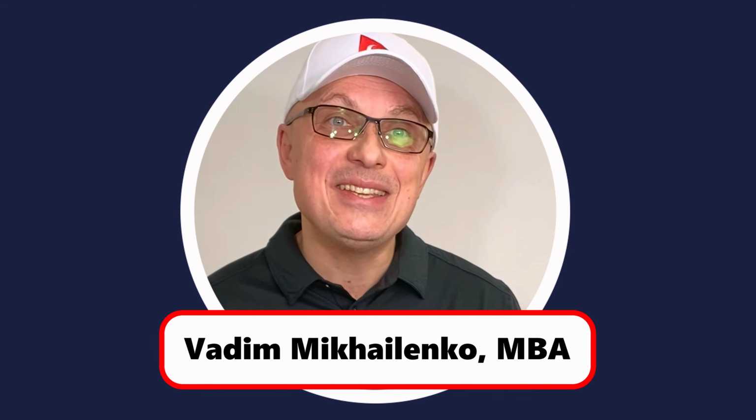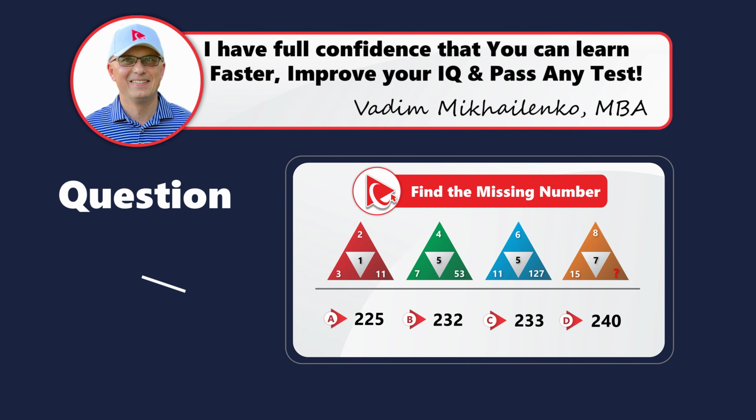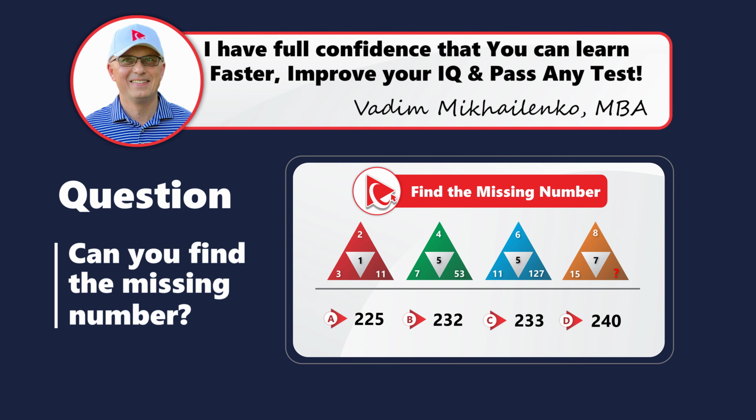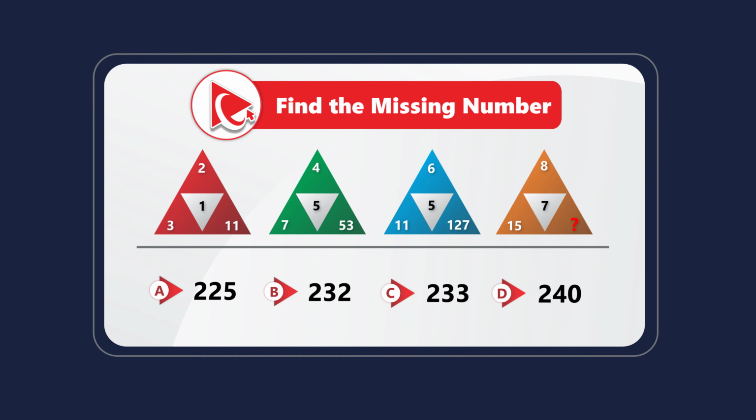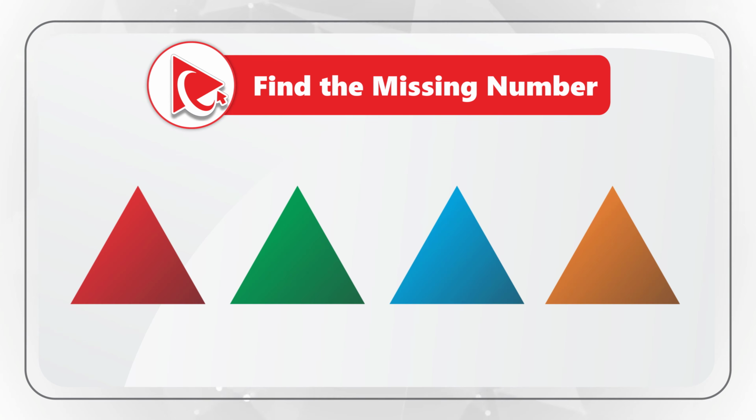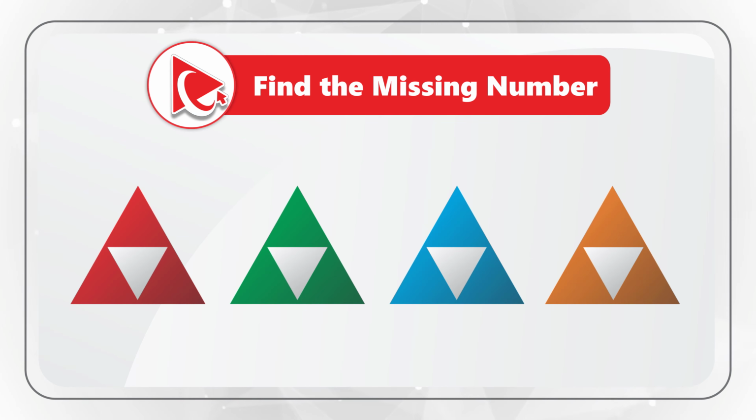And now let's continue and get you ready for the test. Here's the famous 4-square triangle question that you frequently see on the test. You're presented with 4 triangles. In each triangle, there is a smaller triangle which breaks it down into 4 parts. Each part has a number, and in one small triangle, the number is missing.